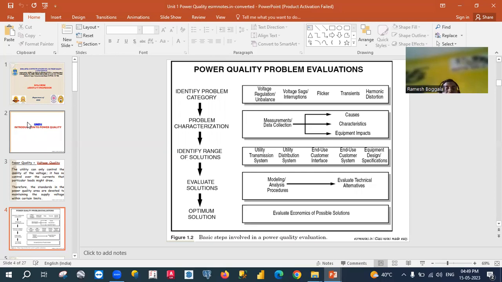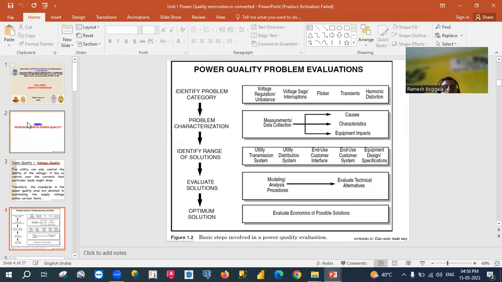Next, problem characterization. In this stage, we collect the measurements and data, and determine what the causes are. Next, characteristics and equipment impact are collected. Next, identify the range of solution. In the third stage, we have to identify the range of solution. For example, it may be the utility transmission system, utility distribution system, end user customer interface, or end user customer system. Otherwise, equipment design and specification.